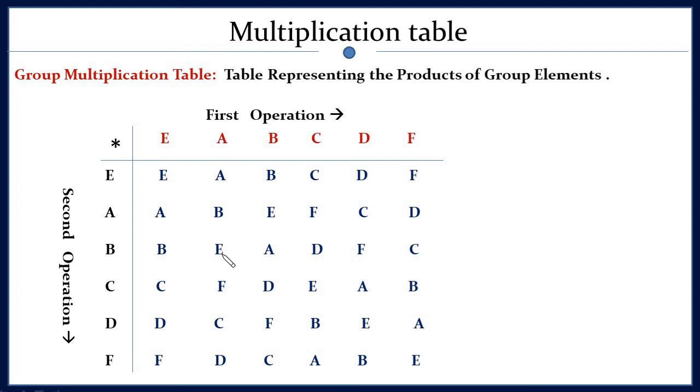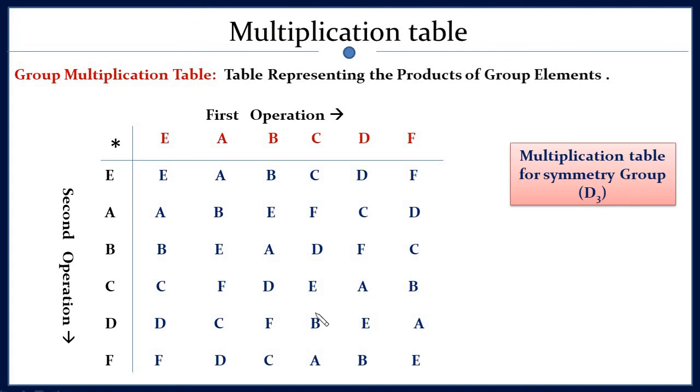If you take the product of A and C, you will find the resultant element will be F. Therefore, A times C, and the corresponding element will be F. So this is the resultant element due to the product of two elements: second operation multiplied by first operation, and the corresponding element will be here. A times A is B. Take any random one: D times C is B, right?